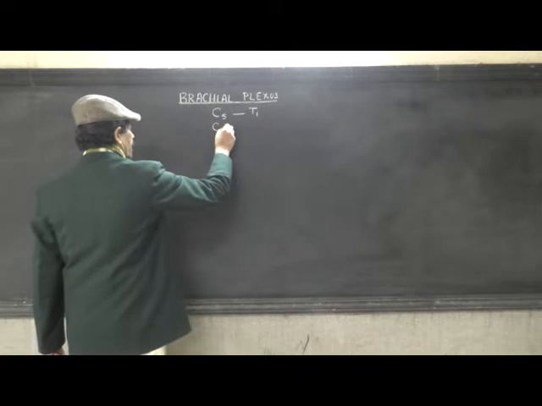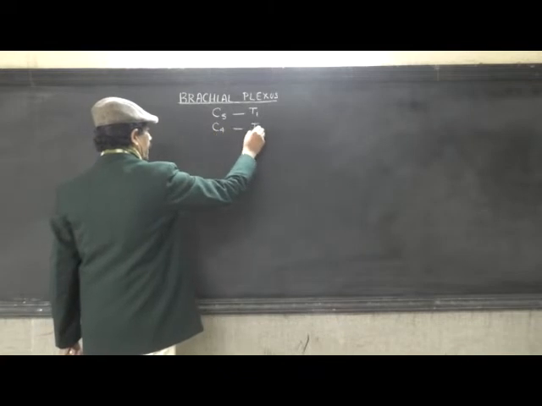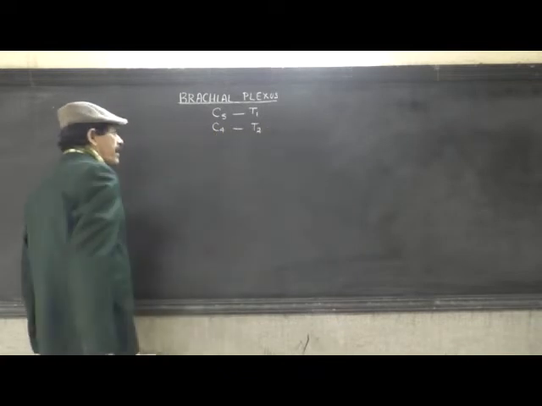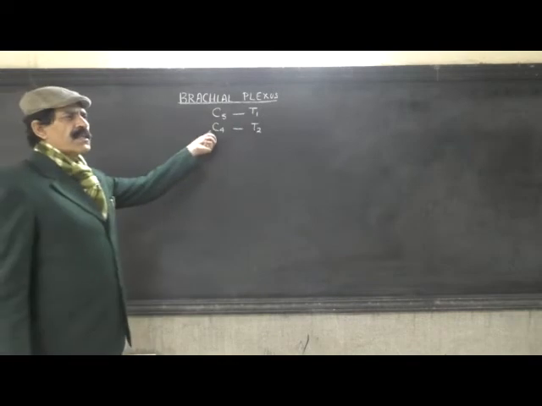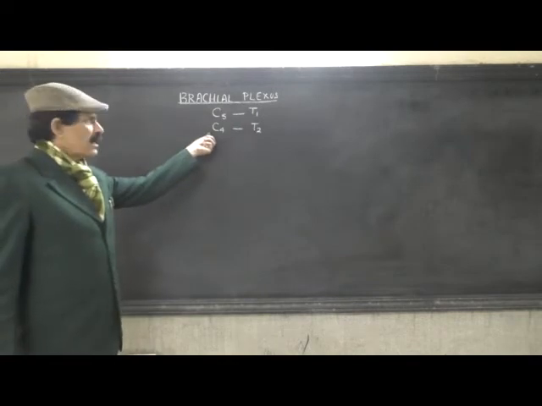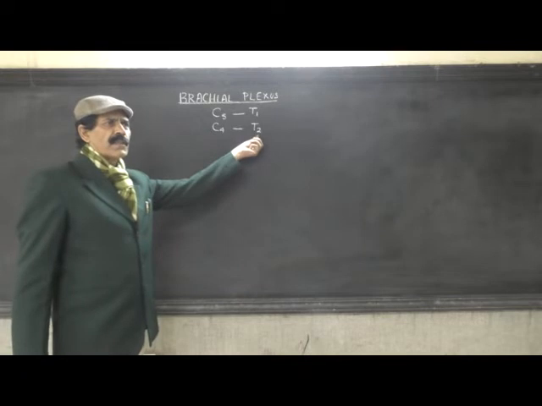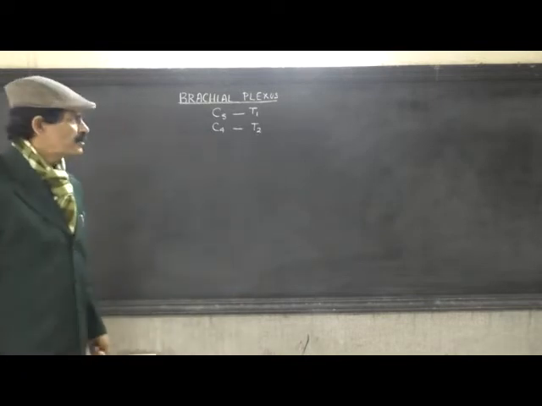Sometimes C4 is also contributing and sometimes T2 is also contributing. When C4 is contributing, it is called the prefixed, and when T2 is also forming the brachial plexus, it is called the post-fixed type of the brachial plexus.